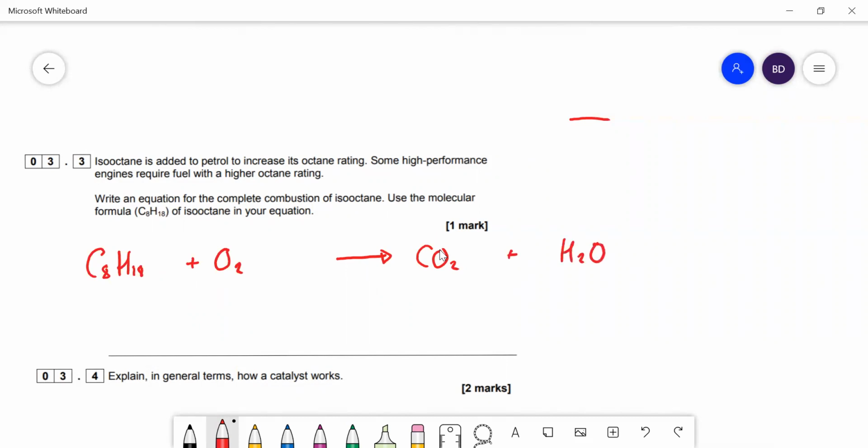Okay, so we're going to have obviously 8 carbon dioxides. We've got 9 waters, so that's 9 oxygen atoms. So that means on the right hand side of the equation, we've got 16 oxygens there, plus 9 there makes 25. So that's going to be 12.5 O2. So we've got 12.5 O2 there.